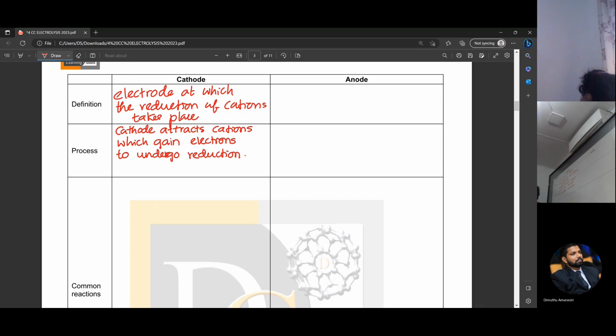So then tell me what happens at the anode. The anode attracts anions, which undergo oxidation. Very good. These are the basics of electrolysis. So don't try to do electrolysis just by rote memorization. It's not very effective, only temporary.